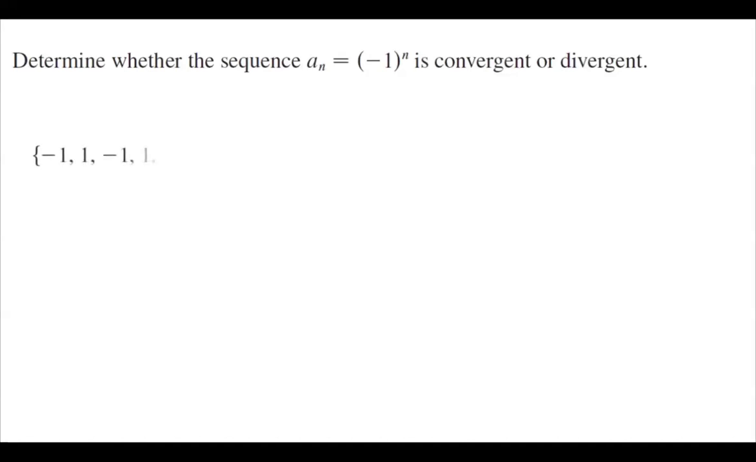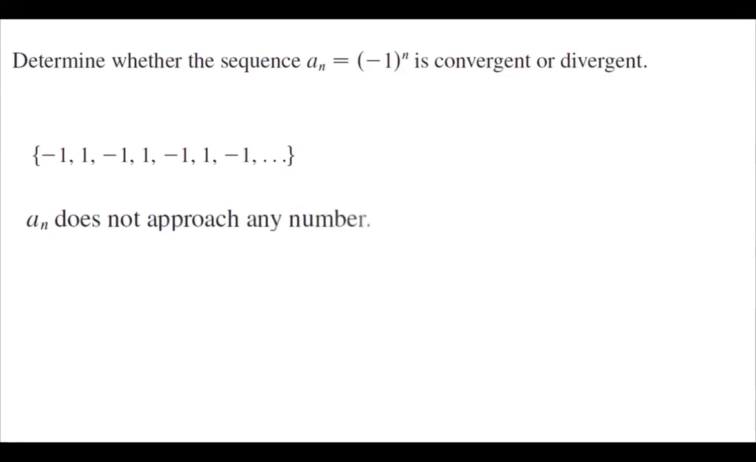First of all, let us list the terms of this sequence. If n is equal to 1, you get -1. If n is equal to 2, you get 1. If n is equal to 3, you get -1, and so on. These terms are oscillating between -1 and 1. an doesn't approach any fixed number.